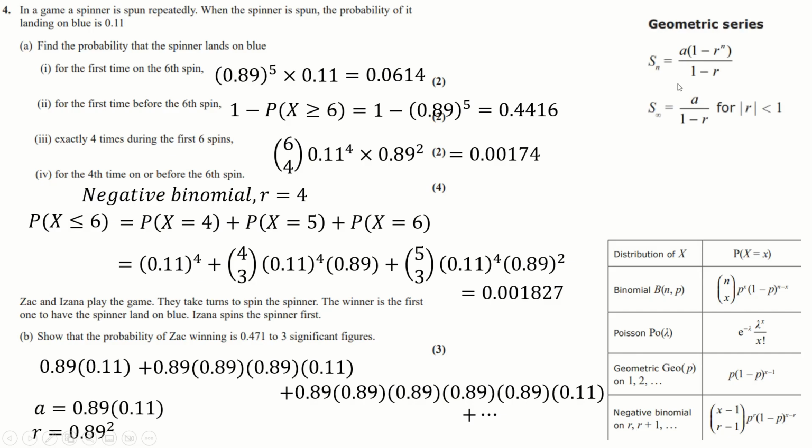So we can break out this formula from A-level maths. We'll just shove in A is this, and R is this, and we'll just get the sum, which is this, and that will be his answer, or his probability of winning overall.